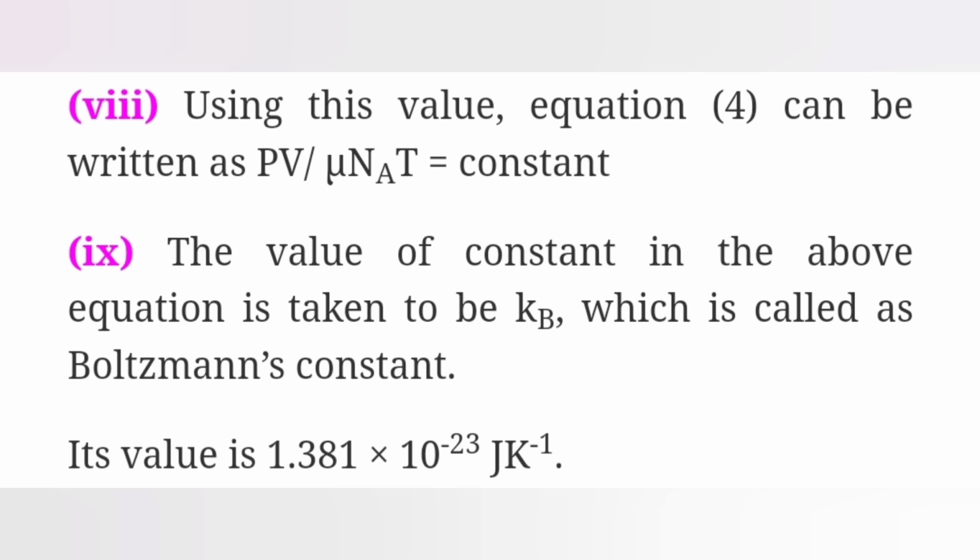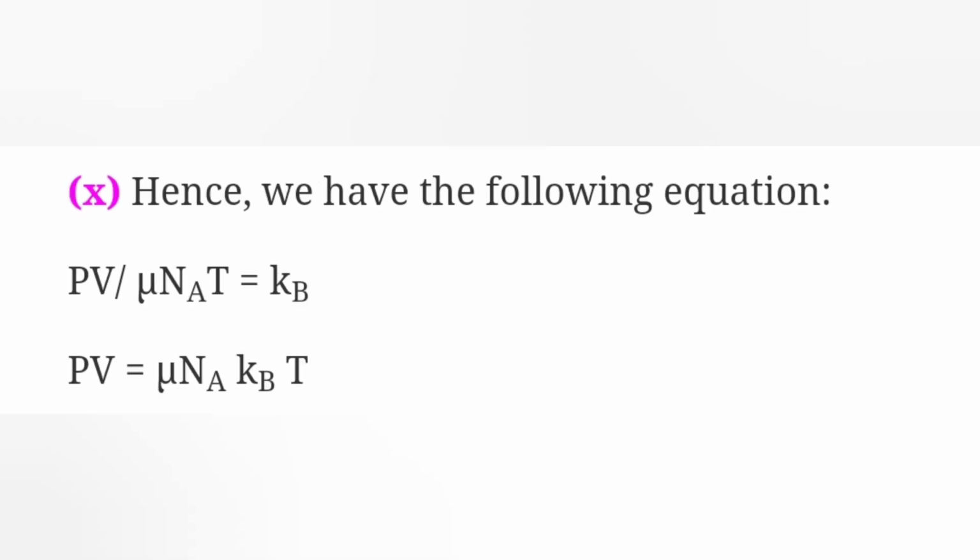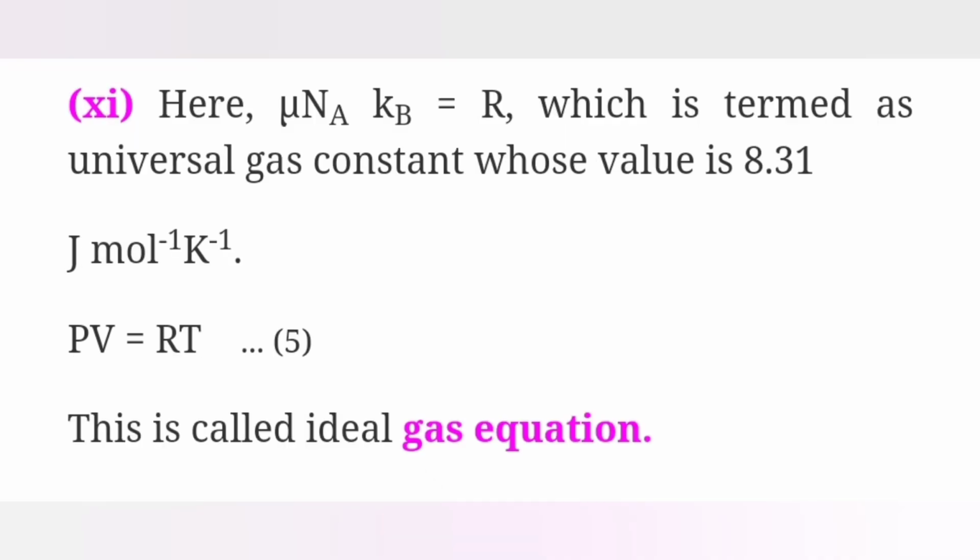Ninth point, the value of constant in the above equation is taken to be kB, which is called Boltzmann's constant. Its value is 1.381 × 10⁻²³ J K⁻¹. Tenth point, hence we have the following equation, write this equation. Eleventh point, here mu NA kB is equal to R, which is termed as universal gas constant, whose value is 8.31 J mol⁻¹ K⁻¹. PV is equal to RT. This is called the ideal gas equation.